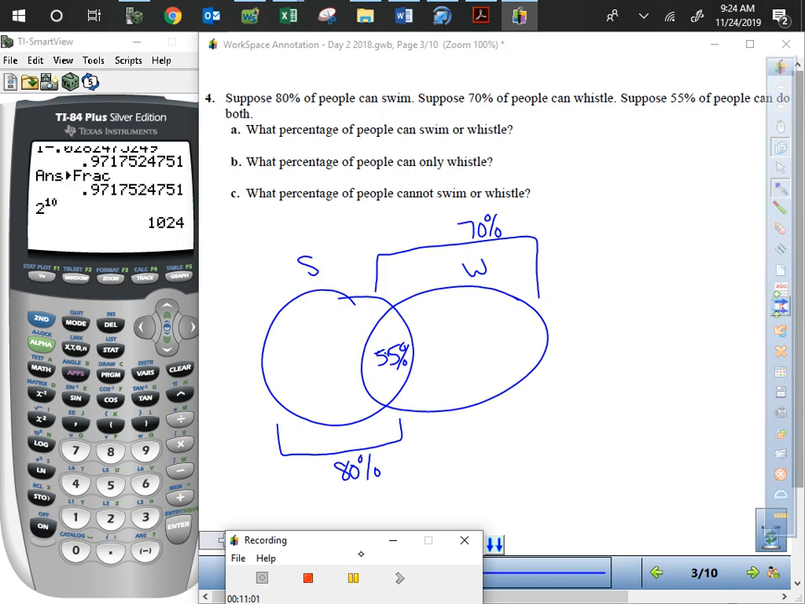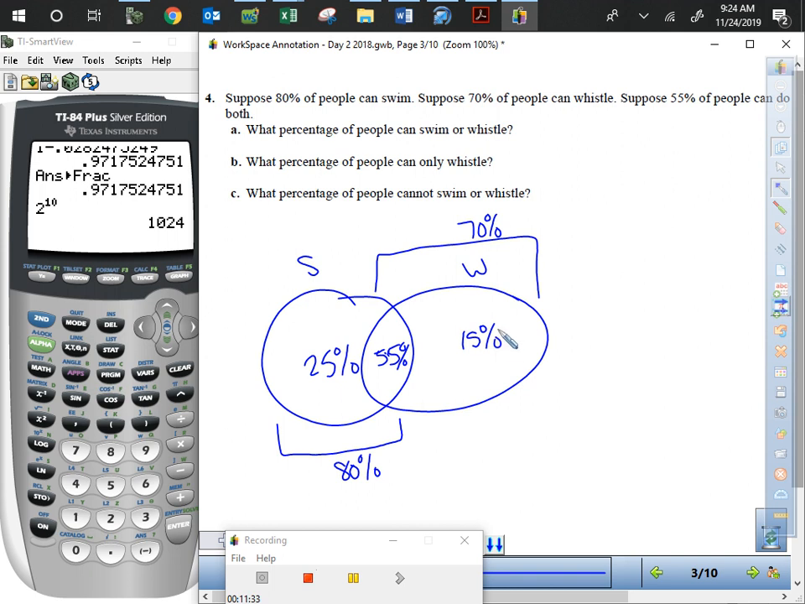Okay. Alright, here's our picture with the given information. 80% swim, but 55% of that are people who can also whistle. So we want to figure out how many people can only swim. They can't whistle too. So all we have to do is take out that overlap. So 80 minus 55%, 25%. Then over here, same idea. We're taking 70 minus that overlap of 55%, 15%.